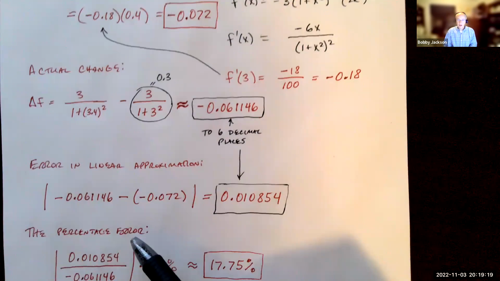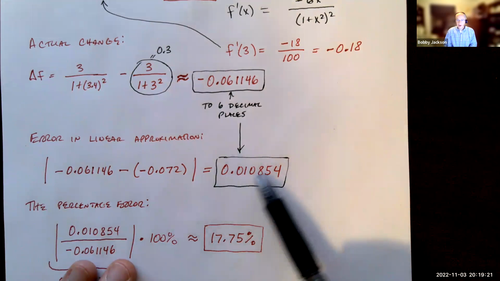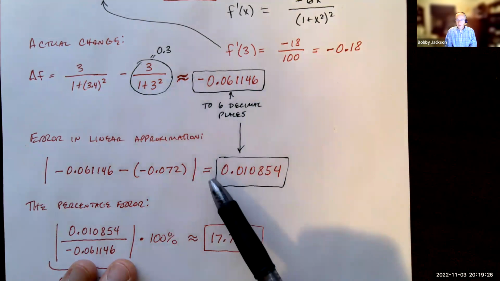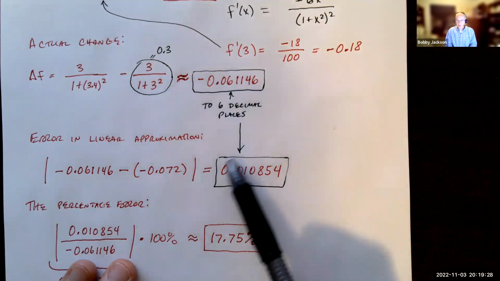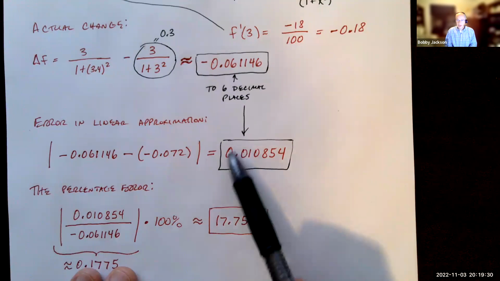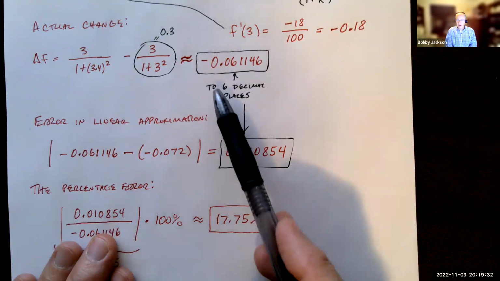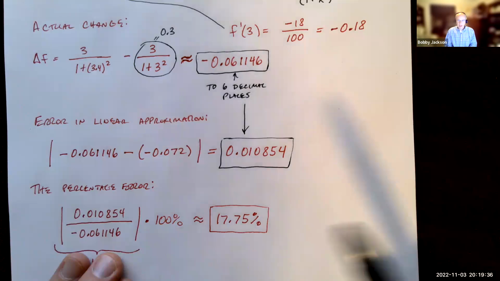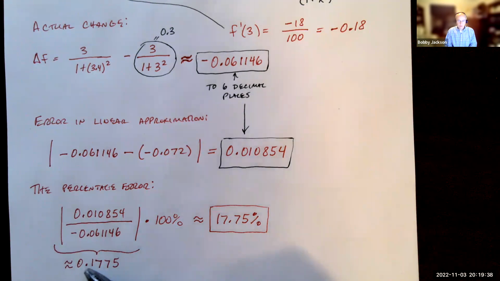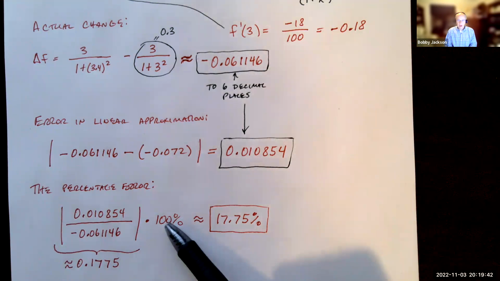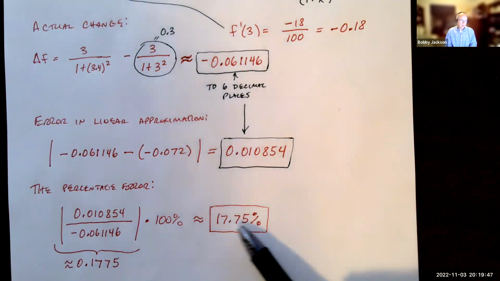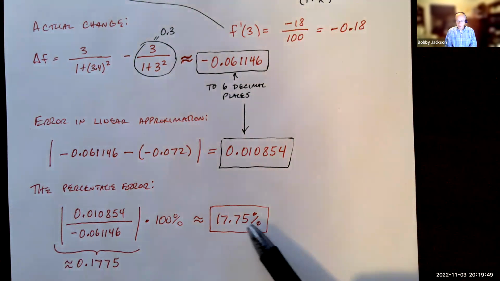What's the percentage error? Well, the percentage error is the error with respect to the actual change. What percentage of the actual change is this error? So we're going to take the error, divide it by the actual change. And again, we'll take the absolute value of that. This comes out to be 0.1775 about, rounded off. And if you multiply by 100%, of course, that decimal place moves twice, and you get 17.75. I think they wanted it to 2 decimal places.